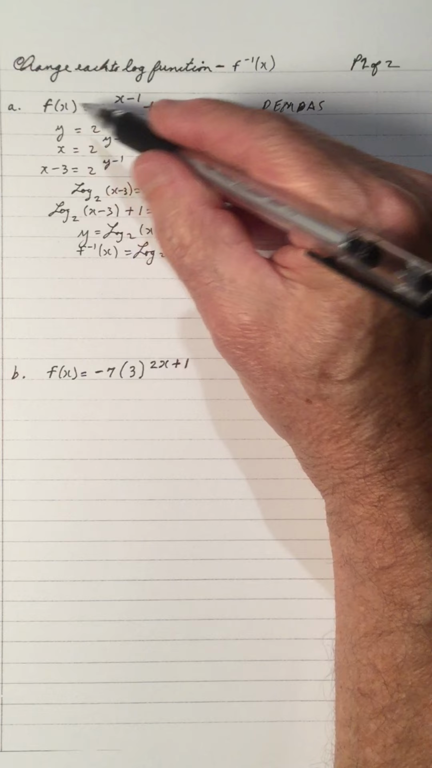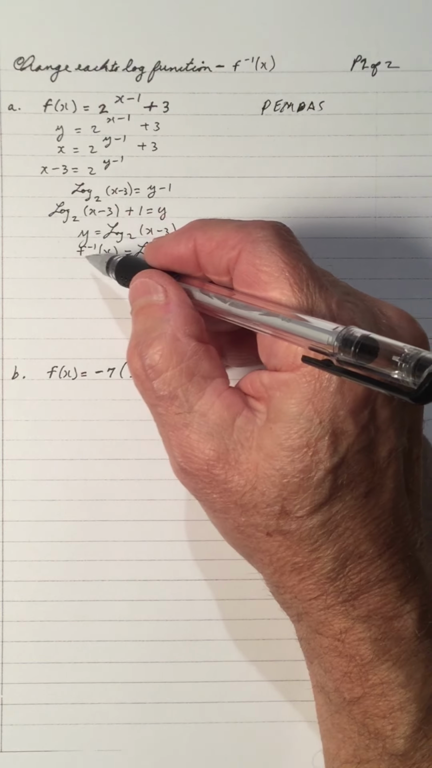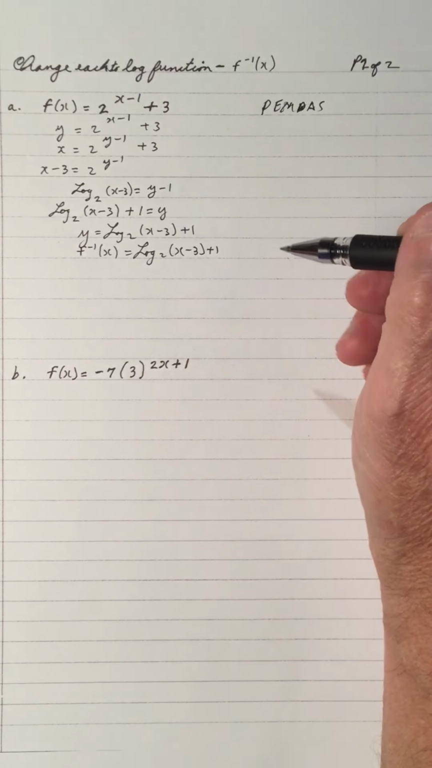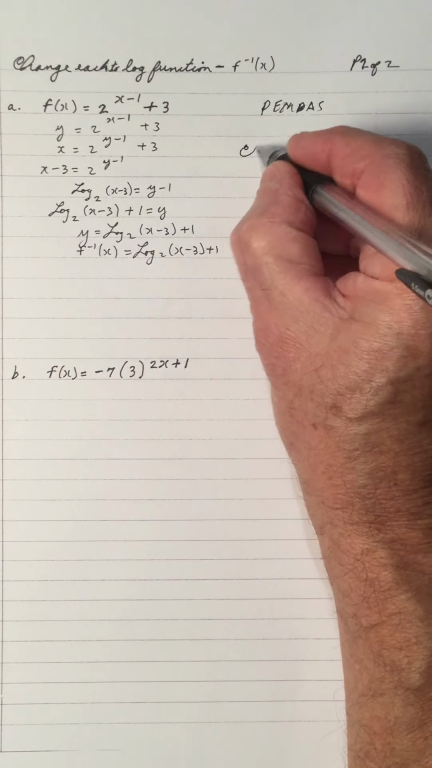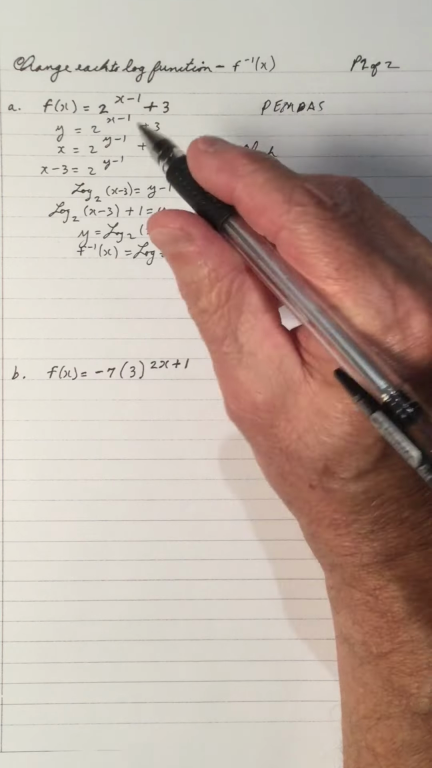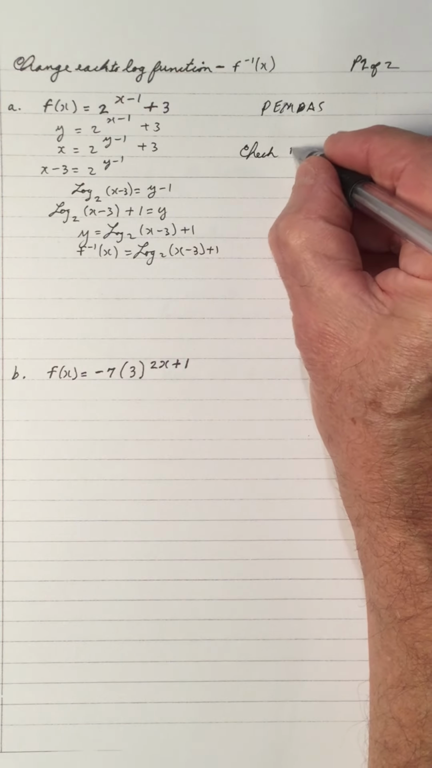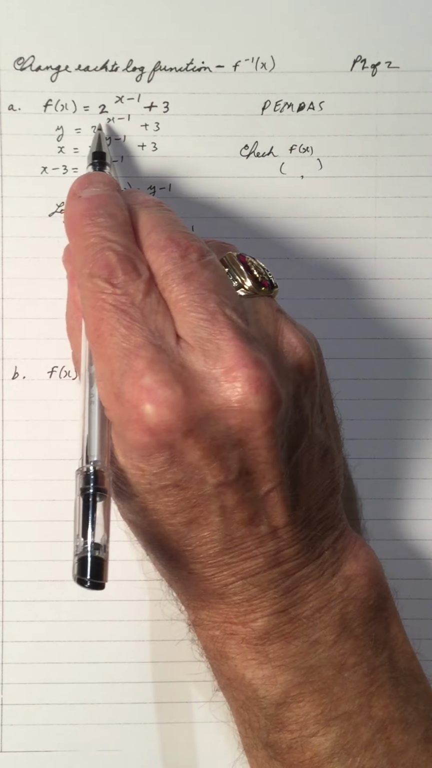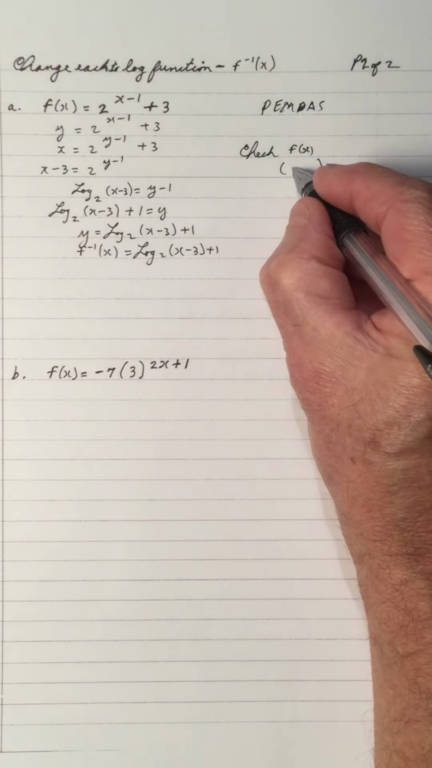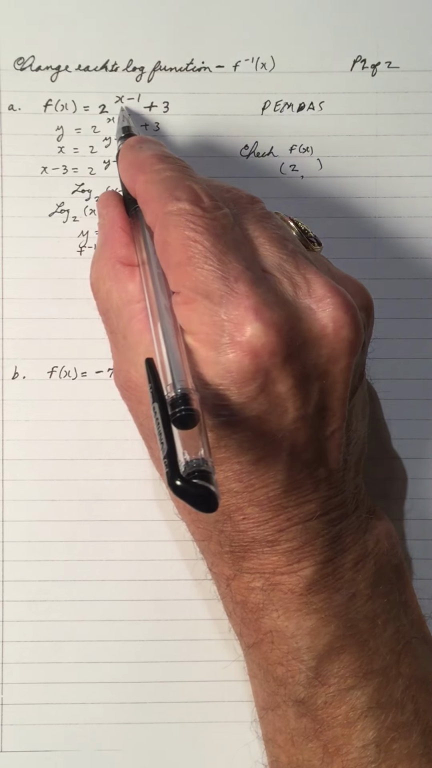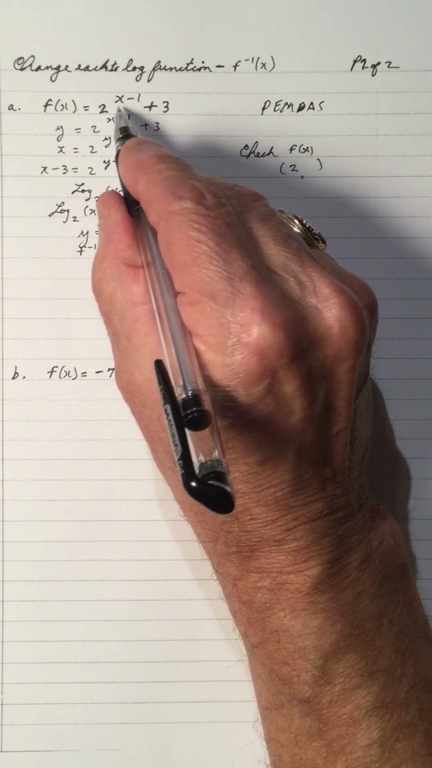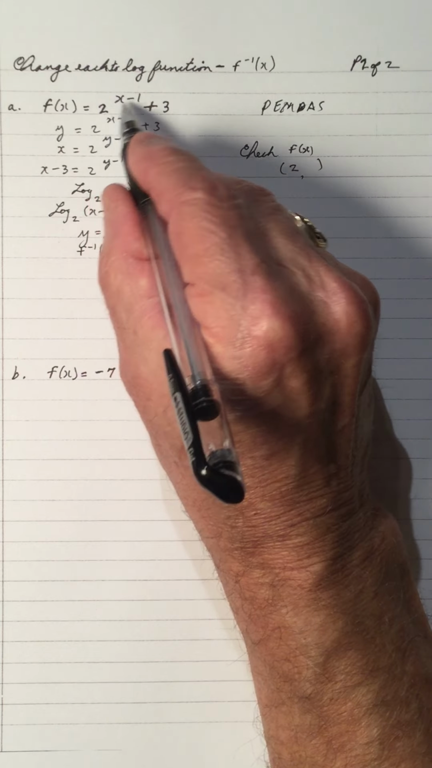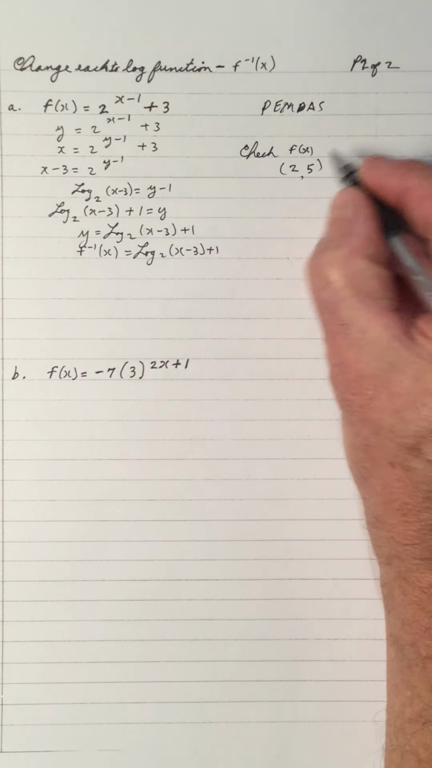So this is the f of x, which is an exponential. This is f to the negative 1, its inverse, which is a logarithmic. And sometimes what you need to do is check. How do we know if we're right? Well, let's check with the f of x. Let's say x is 2. If x is 2 in here, the f of 2: 2 minus 1 is 1, 2 to the 1 is 2, 2 plus 3 is 5.